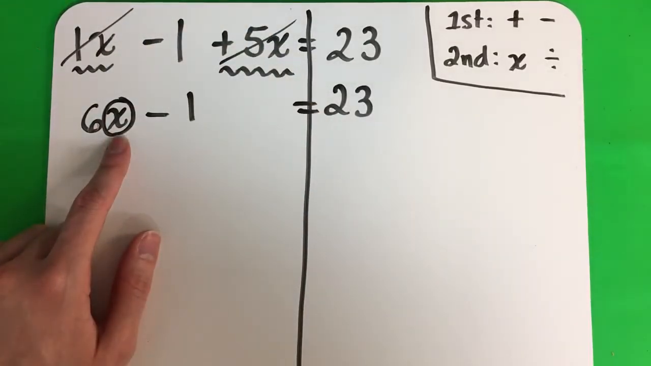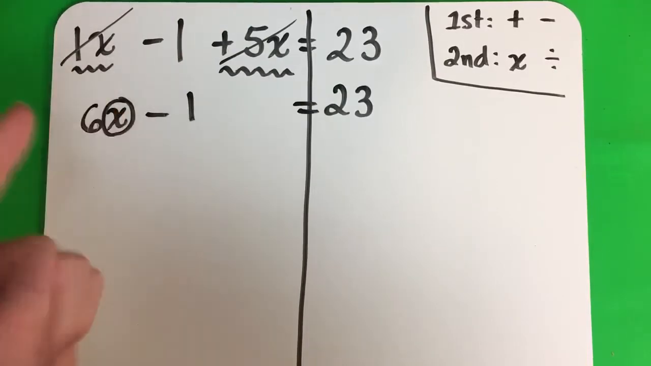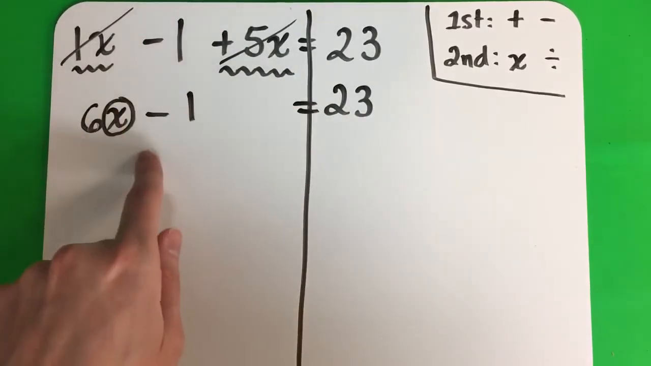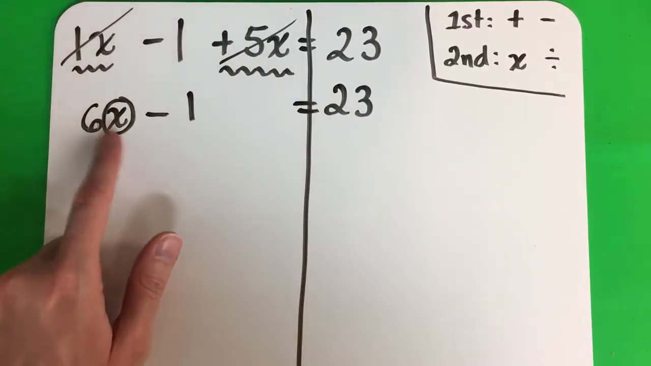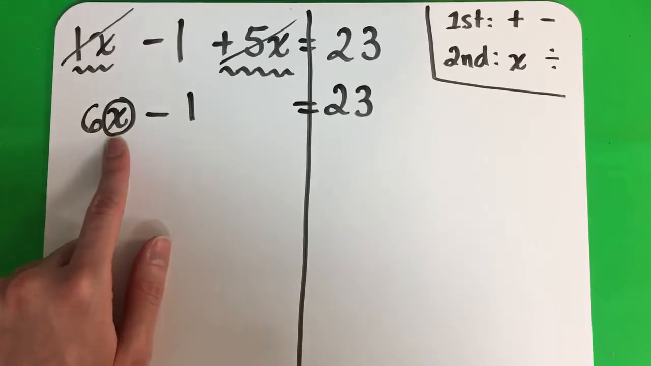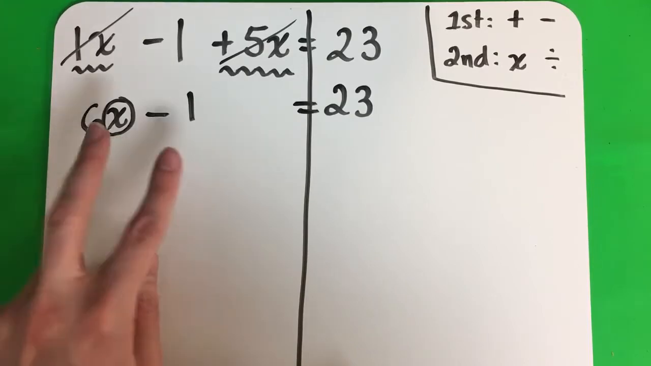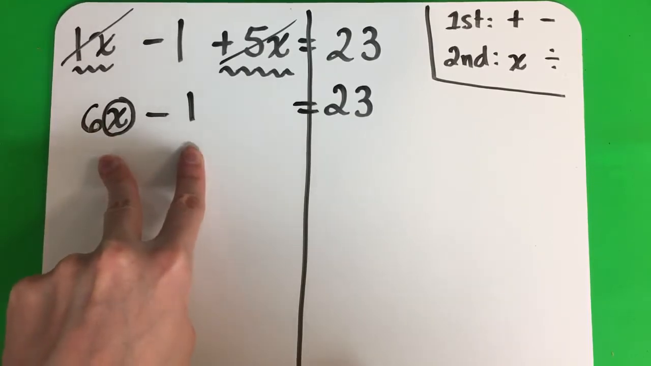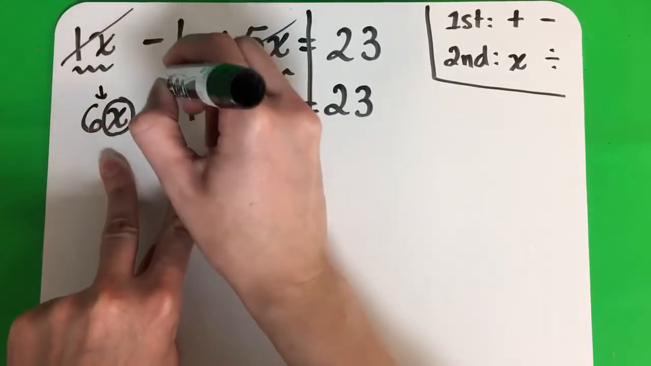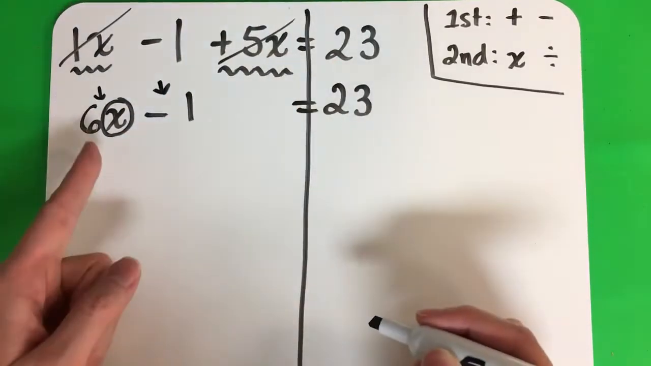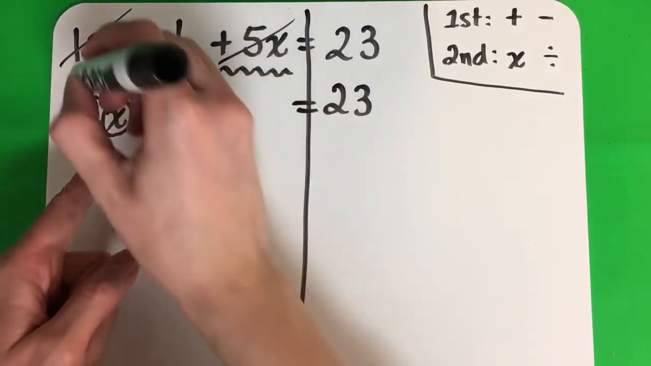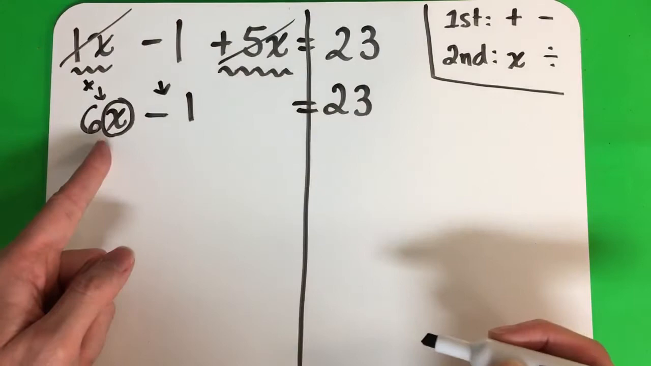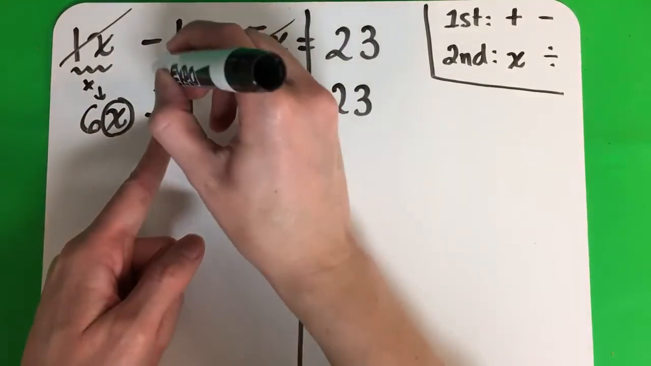Where is the letter? ¿Dónde está la letra? Left or right? Left. Okay, so it's on the left here. And what numbers are on the left? ¿Cuál números están en la izquierda? 6 and negative 1. So 6. Negative 1. What's in the middle here? Multiplication.